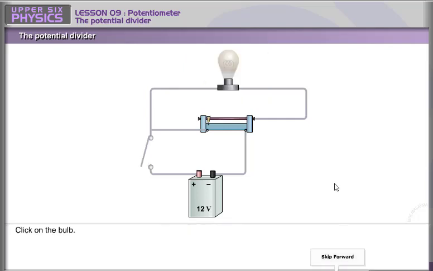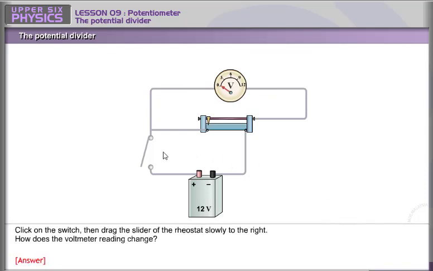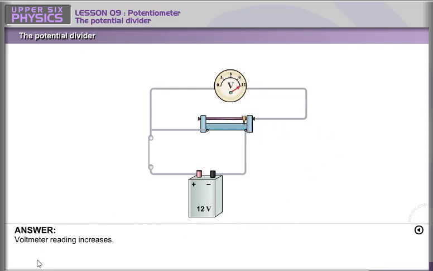Click on the bulb. Click on the switch, then drag the slider of the rheostat slowly to the right. How does the voltmeter reading change? Answer: voltmeter reading increases.